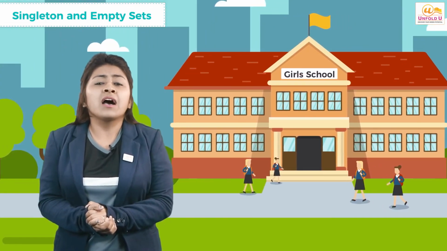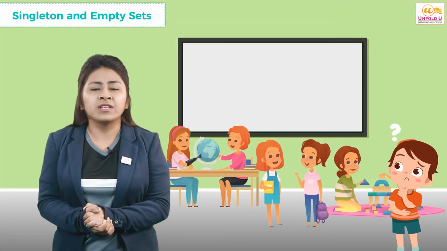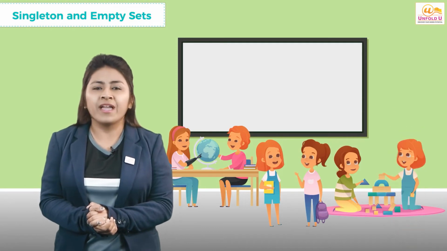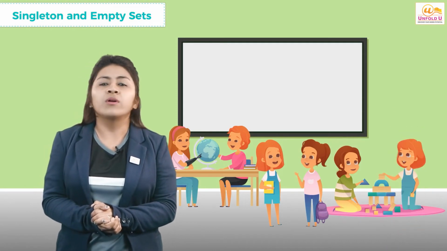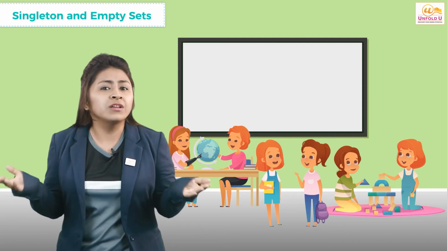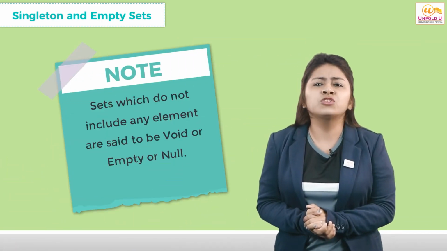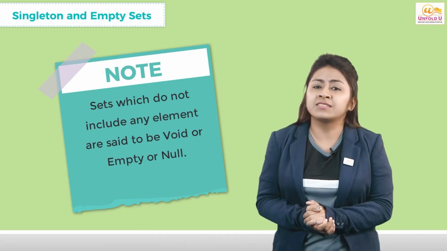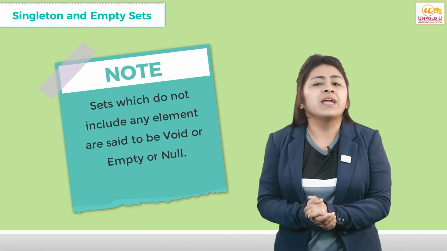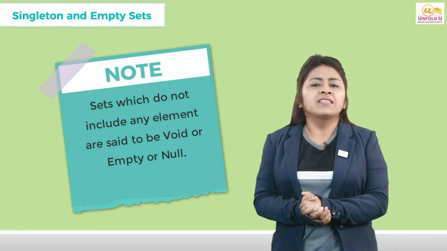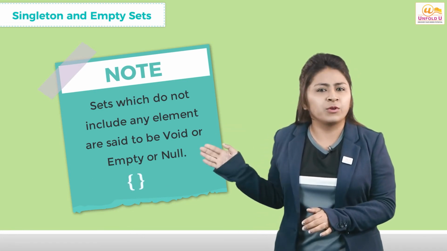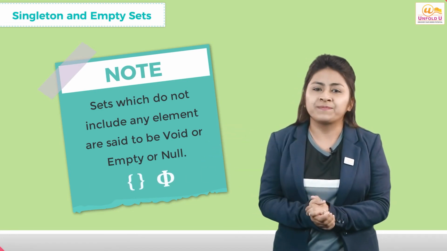Now, if I ask you to give me the collection of boys in a girls' school, do you have any name? No, none. There would be all girls in the girls' school and no boys. So such sets which do not include any element are said to be void or empty or null. These are denoted by the empty curly braces or the symbol phi.